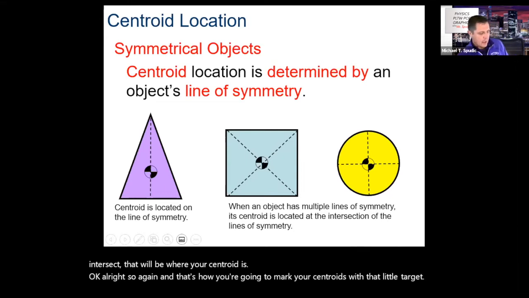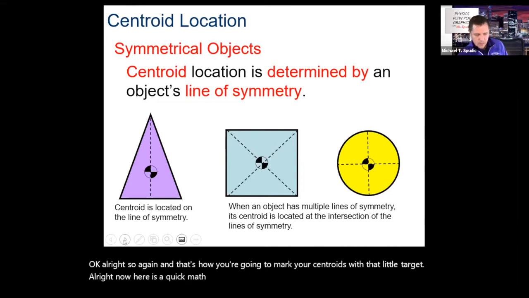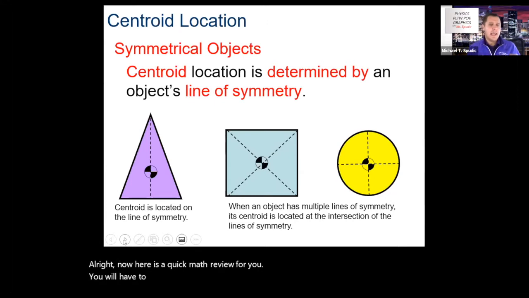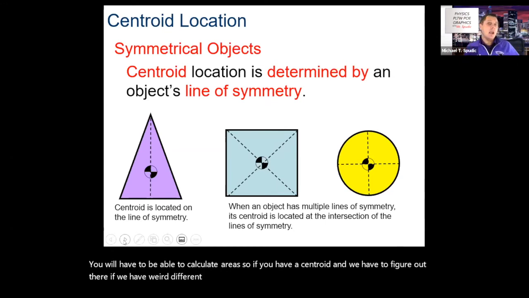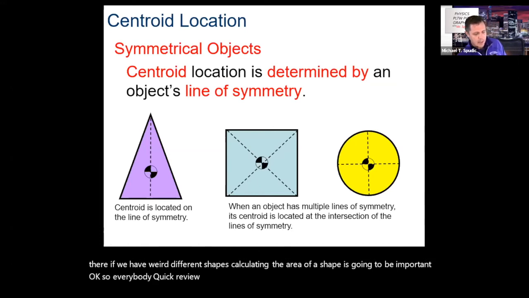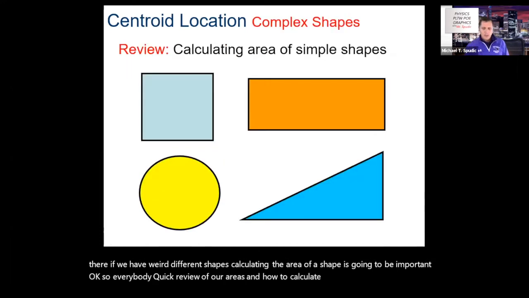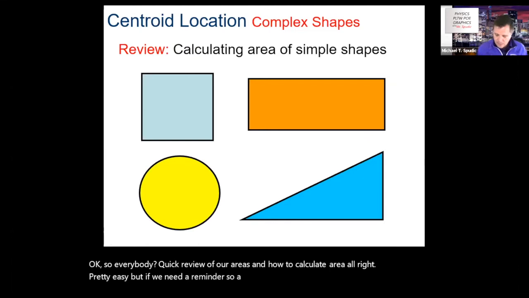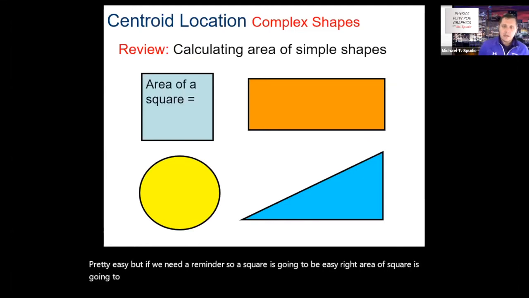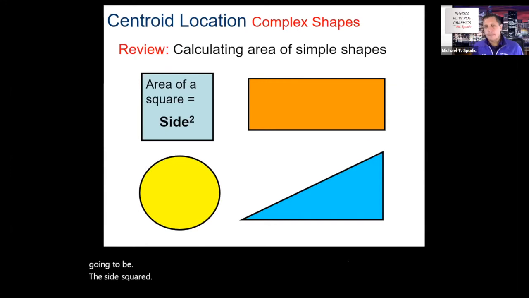Now, here is a quick math review for you. You will have to be able to calculate areas. If we have weird different shapes, calculating the area of a shape is going to be important. So, quick review of how to calculate area. A square is going to be easy: the area of a square is just the side squared. A rectangle, area is going to be base times height.